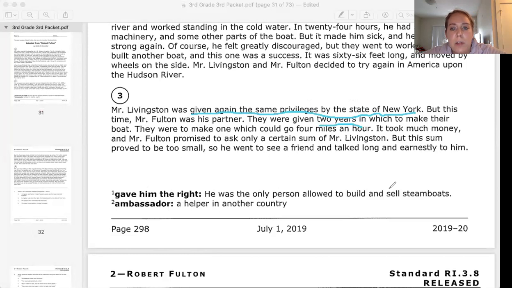They were to make one which could go 4 miles an hour. They took much money, and Mr. Fulton promised to ask only a certain sum of Mr. Livingston. Okay, so remember SUM, that type of sum is the answer to an addition problem. So it's saying he's only asking for a certain amount of money from Mr. Livingston. But this sum proved to be too small, so he went to see a friend and talked long and earnestly to him.